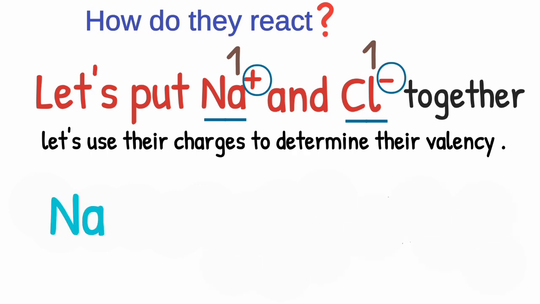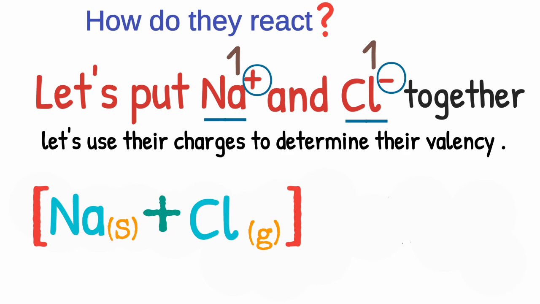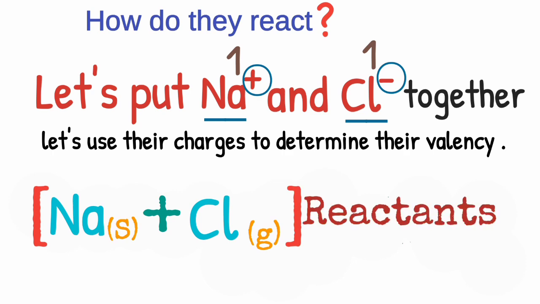We have sodium and we have chlorine. Sodium is in solid form, that is the natural state of sodium, and chlorine is in gaseous form, and that is the natural state of chlorine. This addition sign means that they undergo reaction, the reaction between solid sodium and chlorine gas. So this sodium and this chlorine are known as reactants.